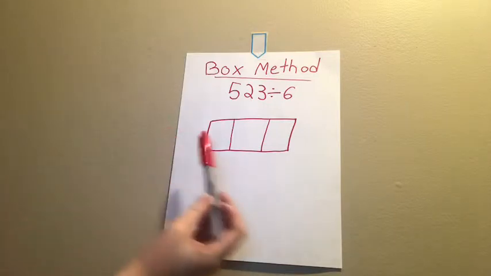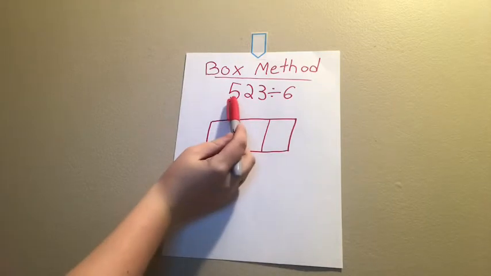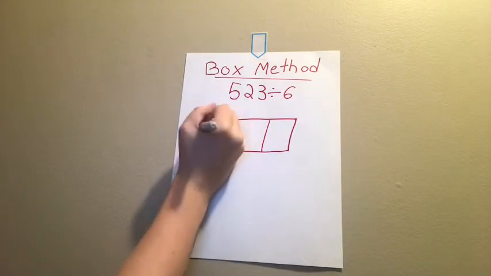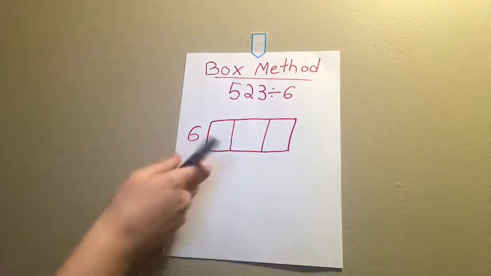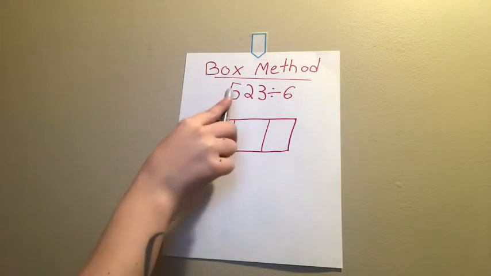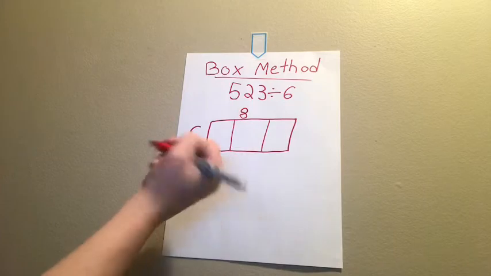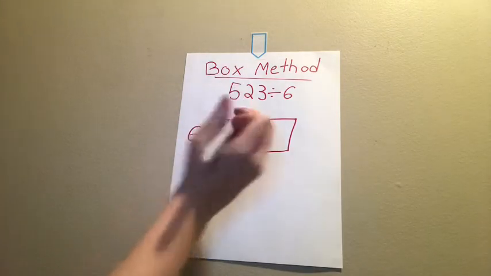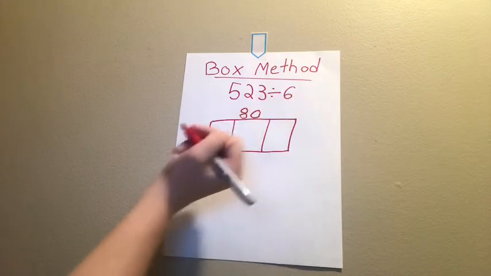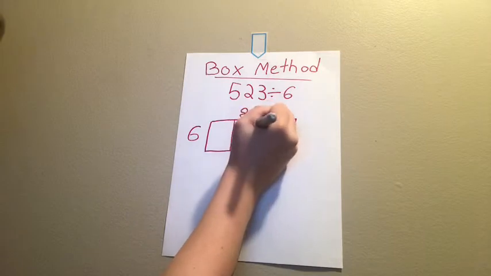So for the box method, we have to have 3 squares in it because we have 3 place values. So we move our 6, which is our divisor, to the front. And we know 6 cannot go into 5, so we look and see how many times 6 can go into 52. And we know it can go in 8 times. And because it's in the tens place, and we didn't use this last number, we need to replace it with a 0. So 6 times 8 is 48.